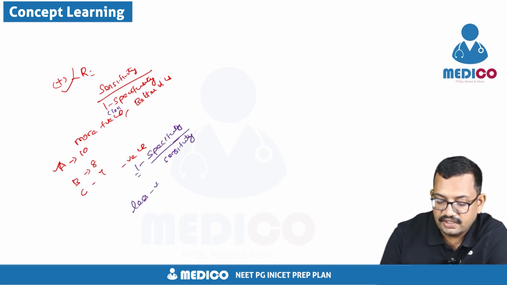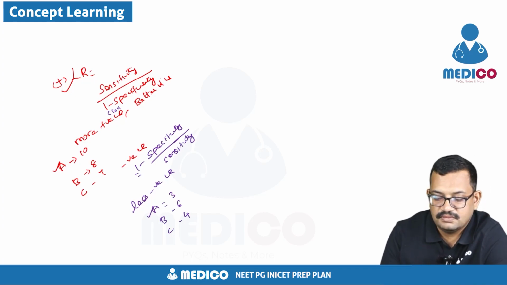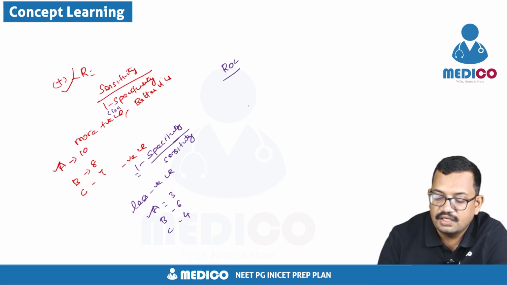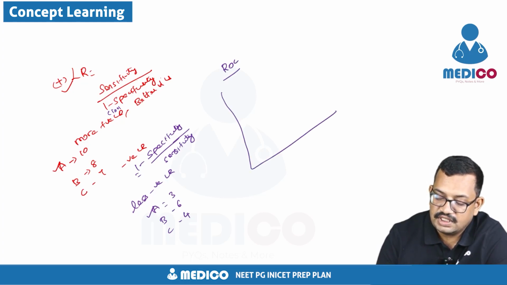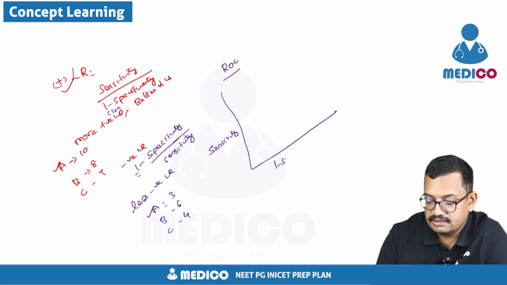Less the negative likelihood ratio, better is the test. Suppose test A, B, C, the negative ratio of test A is 3, B is 6, and C is 4. A is the best test. Then we have something called ROC curve. ROC curve is the statistical representation of this sensitivity by 1 minus specificity.